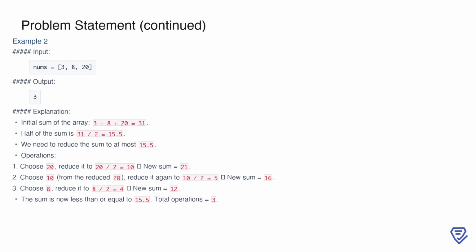Now, consider the second example where the input array is 3, 8, 20. The initial sum here is 31, and our target is to reduce the sum to no more than 15.5. We begin with the largest number, 20, and reduce it to 10, which brings the sum to 21. Next, we reduce 10 again to 5, lowering the sum to 16. Finally, we reduce 8 to 4, resulting in a sum of 12, which meets our target. The total number of operations needed here is also 3, and this demonstrates how the process works for a different input.